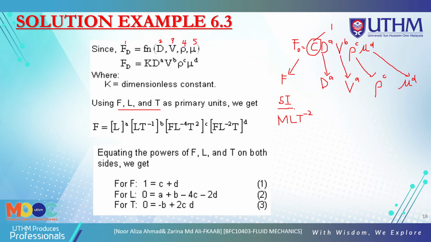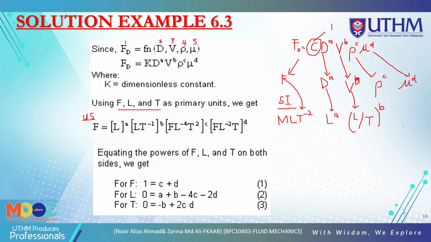So this is the SI unit, and this is the US unit. So for the F, the D is L, so L to the power of A. The velocity is L over T, so this is B.